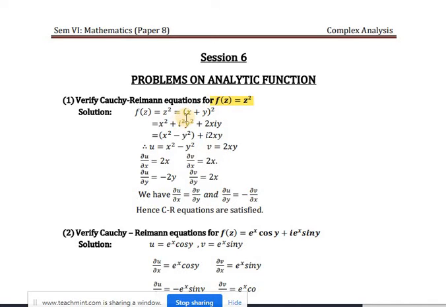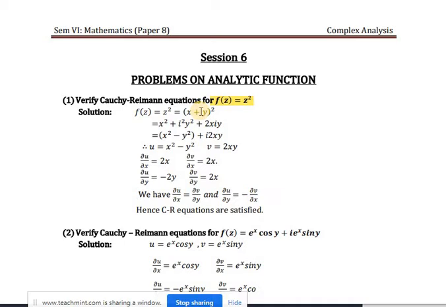By substituting i square is equal to minus 1, we get x square minus y square plus i into 2xy, right, as it is. This is the expansion of x plus iy whole square.